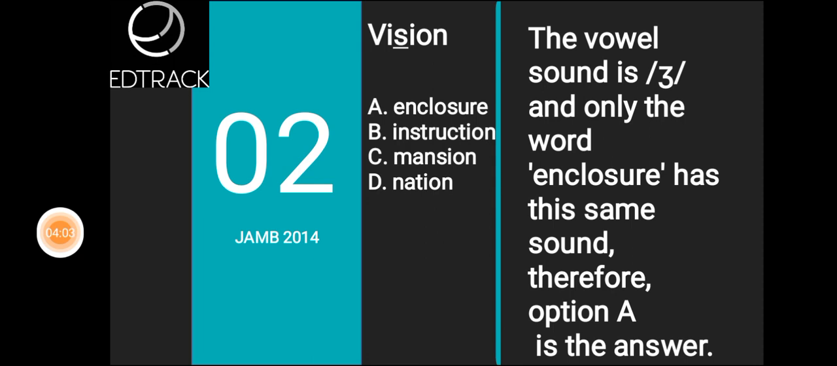Again, enclosure, instruction, mansion, nation. So, out of the four options, only option A has the sound Z, and that is the word enclosure. So, option A is the correct answer.